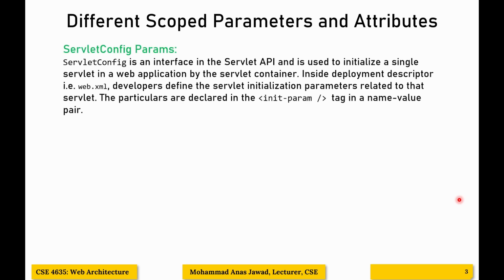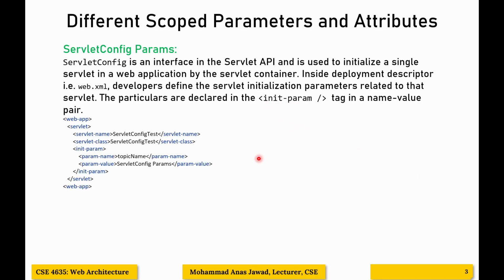So first comes the servlet config parameters. Now we know that servlet config is an interface in the servlet API, which is used to initialize our servlet in the web application whenever our web application is run for the first time. A servlet config object is created for each servlet that is present in our web application. Now, if we want to specify any number of initial parameters for any of our servlet, then we need to do that through our deployment descriptor, our web.xml file, by using the initParam element.